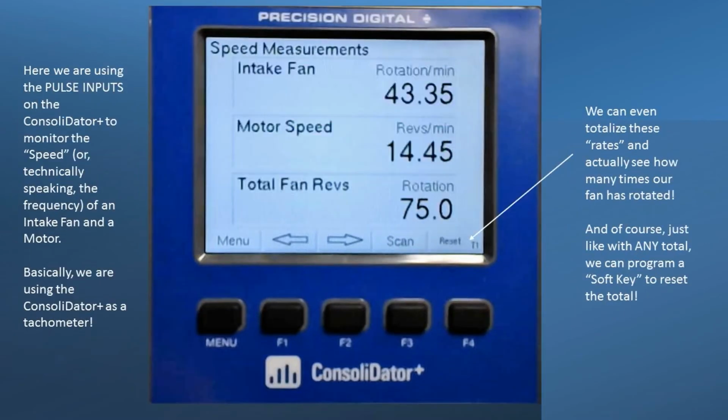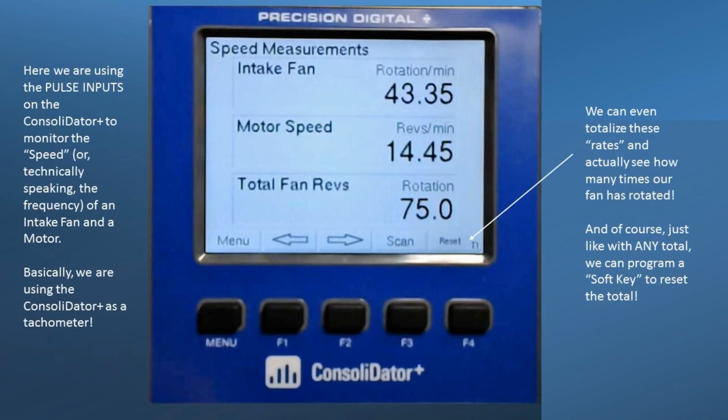Now, with that, we're going to take a look at another type of application, and it's pretty interesting. So I'm going to start this off by saying the ConsoliDator Plus can accept pulse inputs. Now, when we usually hear about pulse inputs, when I say we, I mean me, other folks at Precision Digital, we usually think about flow because we're getting pulse signals from a flow meter.